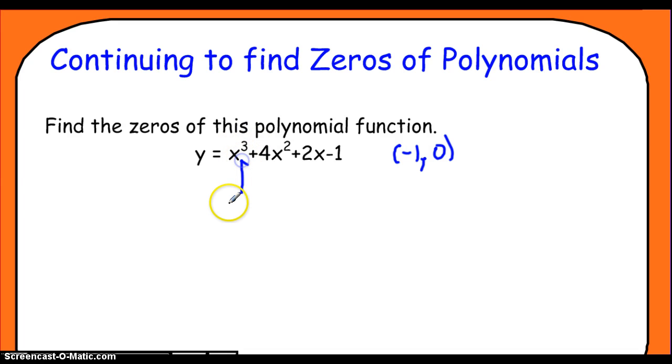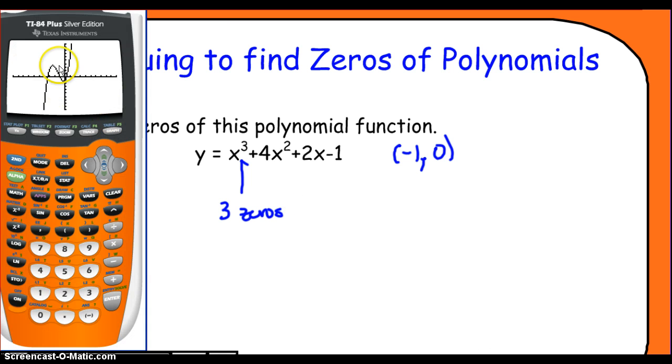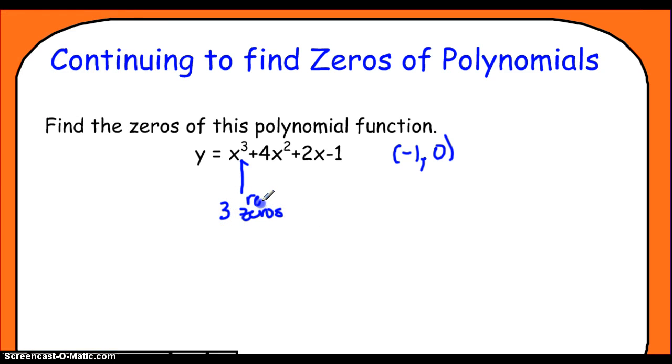We know that there should be 3 zeros. And we saw when we looked at our graph that all 3 of them should be real, because 1, 2, 3 cross the x-axis. So there are 3 zeros and there are 3 real zeros. So how do we find the other 2? Well, what we first have to recognize is how would we write this as a factor.